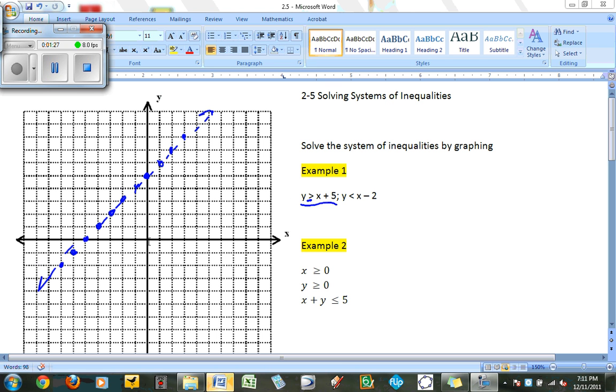What I always do is pick a point that's not on the line. 0, 0 is the easiest one, but when that's on the line, you have to go to a different one. But 0, 0 is not on this line. I'm going to pick it and test it. So my point is 0, 0. I'm going to plug 0 in for y and 0 in for x. And is 0 greater than 5? Well, that's a false statement. So anything down here is not true, but anything up here is true.